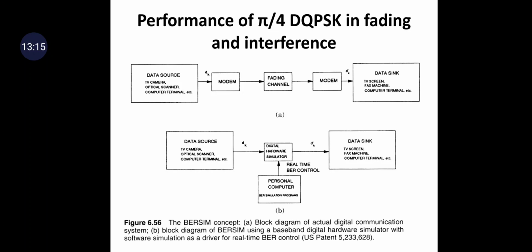So in the normal actual digital modulation system, we have the data source. Data source may be a TV camera, optical scanner or computer terminal. Then we have the modem. Modem is nothing but modulator cum demodulator. In the transmitter section, we use it as a modulator, and at the receiving section, we use it as a demodulator. In between, we have the channel. Here we have the fading channel, and at the end, the last block is the data sink or data destination. It may be the TV screen, fax machine or computer terminal.